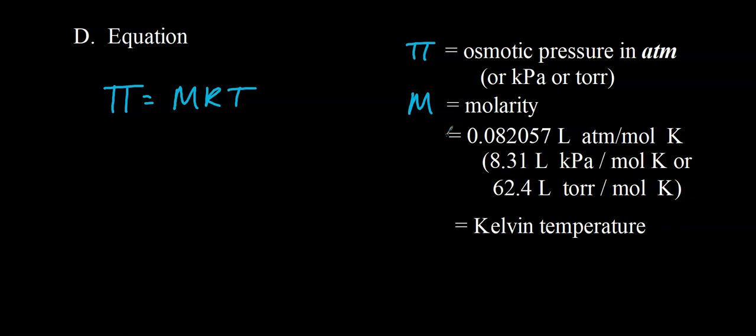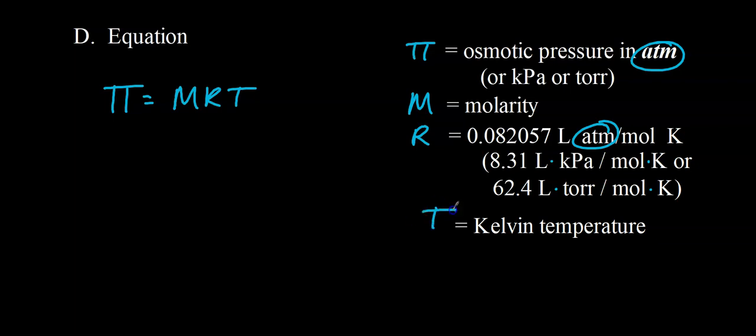R is our ideal gas constant. I'm not sure why I've given you 5 significant figures there. 0.0821 will probably be okay. So if you use 0.0821, that means then the osmotic pressure will be calculated in atmospheres. Of course, if you use 8.314 liter kilopascal per mole Kelvin, then that means the osmotic pressure will be in kilopascals, and 62.4 liter torr per mole Kelvin means that the osmotic pressure will be calculated in torr.